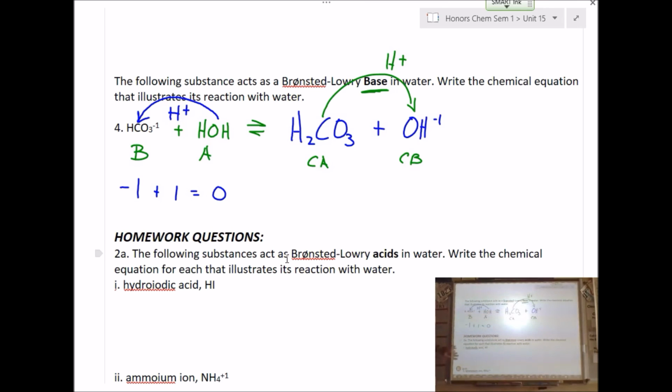All right, so the 2's are also part of your homework. So worksheet number 1 and the 2's.